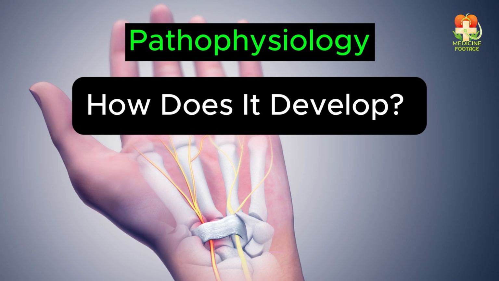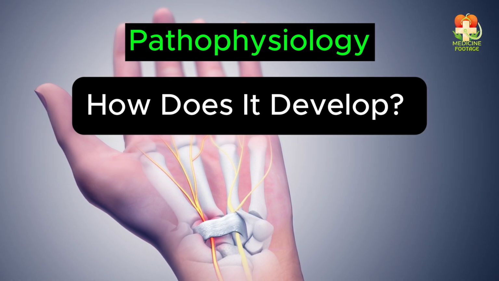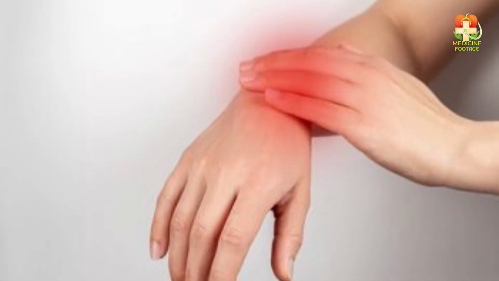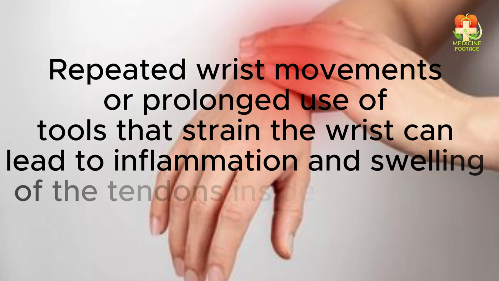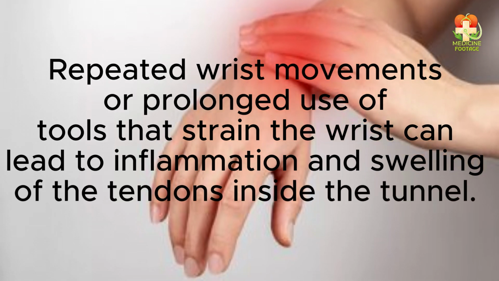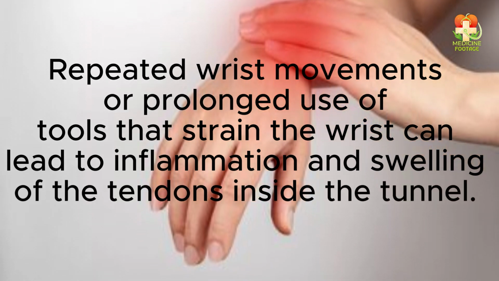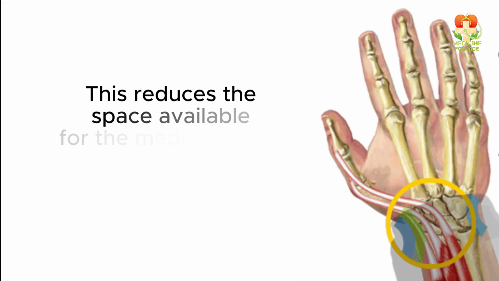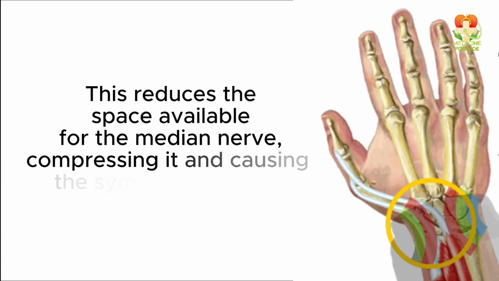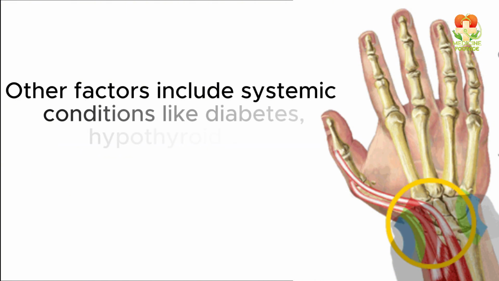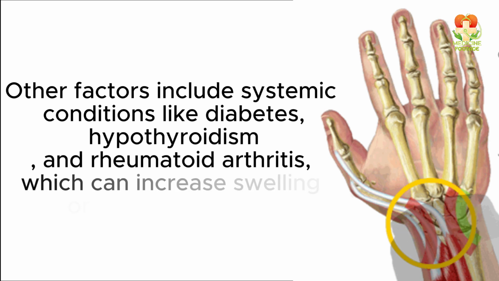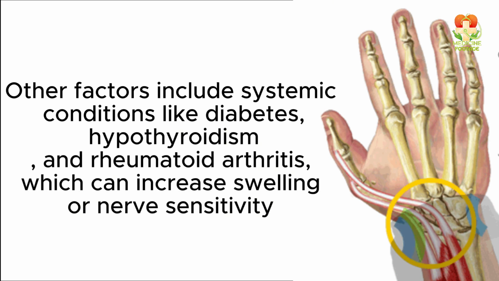Pathophysiology. How does it develop? So, what exactly happens in carpal tunnel syndrome? Repeated wrist movements or prolonged use of tools that strain the wrist can lead to inflammation and swelling of the tendons inside the tunnel. This reduces the space available for the median nerve, compressing it and causing the symptoms we see. Other factors include systemic conditions like diabetes, hypothyroidism, and rheumatoid arthritis, which can increase swelling or nerve sensitivity.